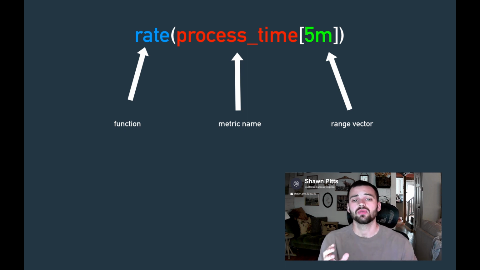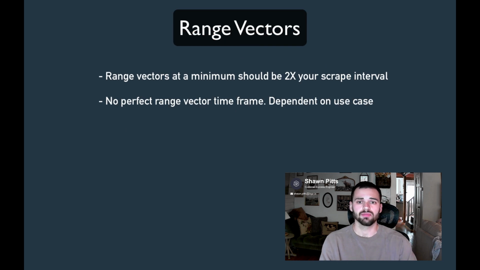Now, without getting too much into range vectors, it's important to know 2 things. Range vectors are simply a representation of the window of time you're querying across. So if you want to calculate a range vector of 5 minutes, you would just use 5 minutes. Very straightforward. The other important thing to note is a range vector must be 2 times your scrape interval.